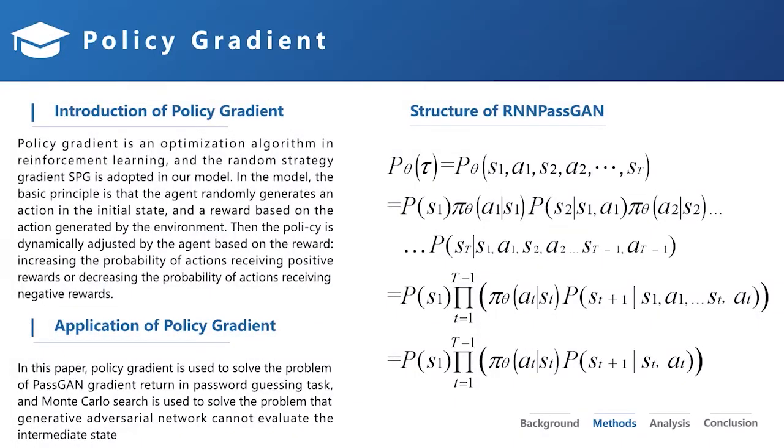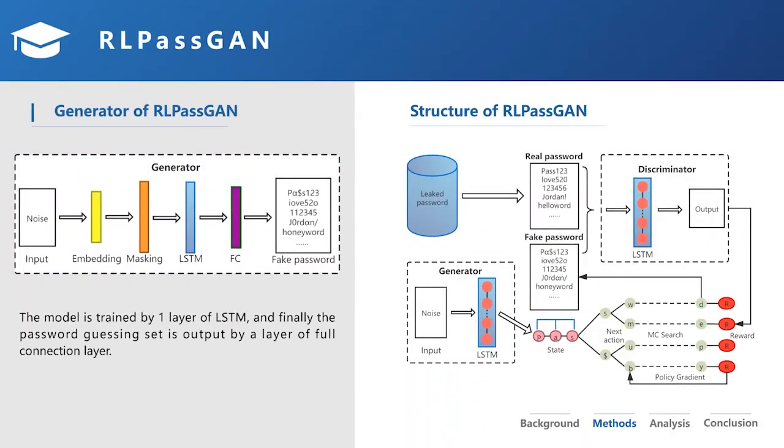In this paper, policy gradient is used to solve the problem of gradient backhaul in password guessing tasks for RLPassGAN, and Monte Carlo search is used to solve the problem that the generative adversarial network cannot evaluate the intermediate state. The generator and discriminator of the RLPassGAN are changed from 5-layer ResNets to 1-layer LSTM, which is more suitable for processing sequence state. The network structure is shown on the right.